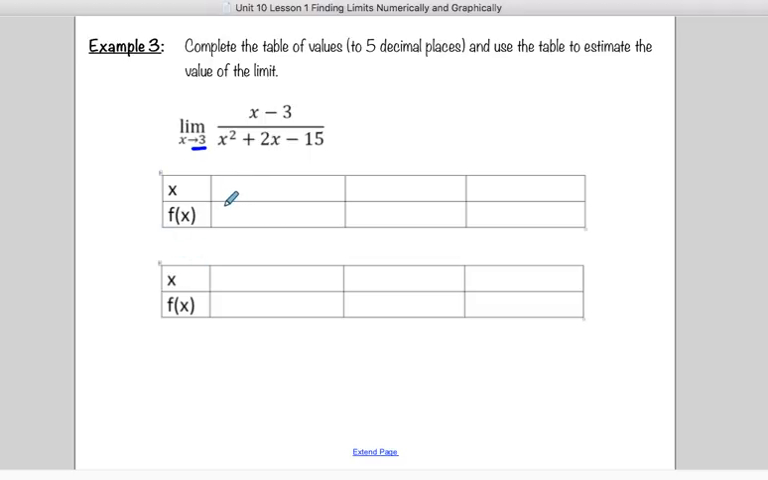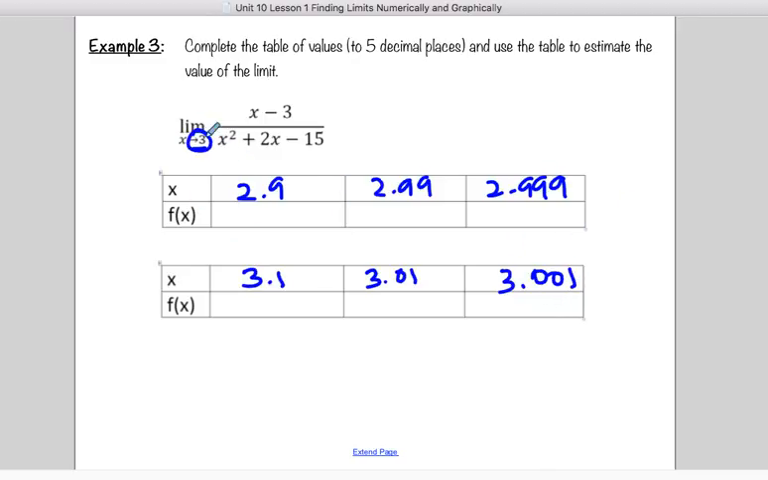Okay, well, we want numbers still left of 3, or smaller than 3. So I'd probably start out with 2.9. Then we would have 2.99. Then I would have 2.999. Okay, then I want numbers bigger than 3. So I'm going to go 3.1, and then I'm going to get smaller to 3.01, 3.001. Okay, so those are the x values I put in because it's going as x goes to 3.